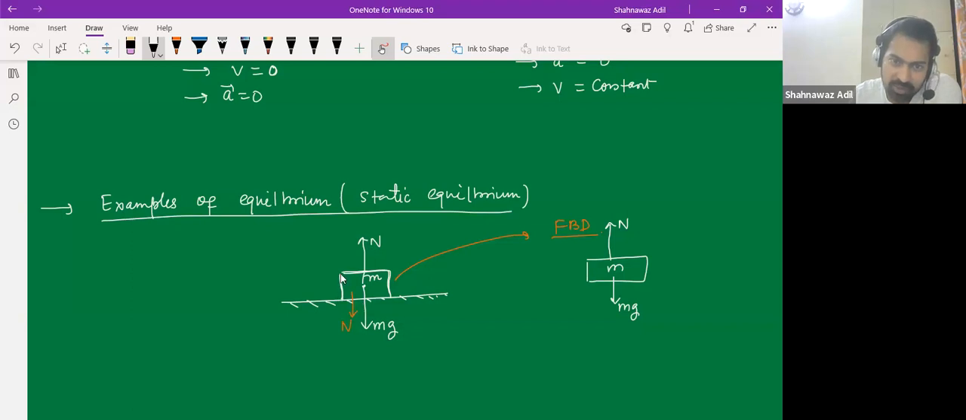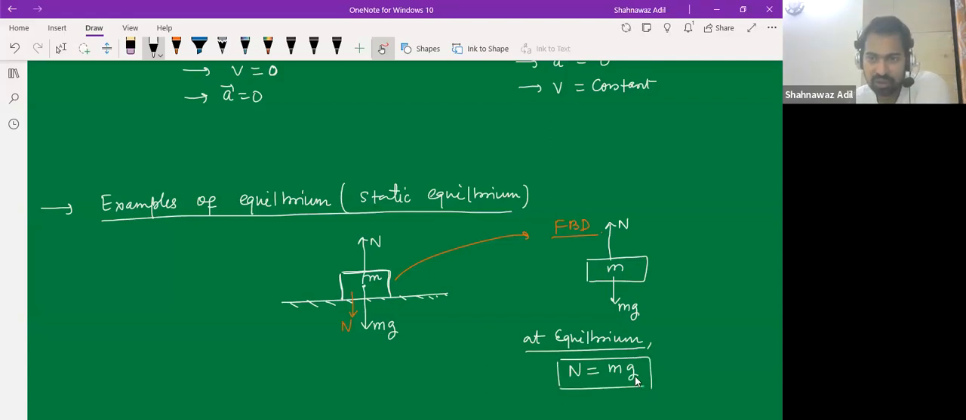So this is not moving, which means that whatever force you are applying in the upward direction is equal to whatever force is applying in the downward direction. Am I making any sense? Am I clear? So at equilibrium, your N would be equal to mg. Is this part clear to everyone? Okay, so this is what I mean by equilibrium.